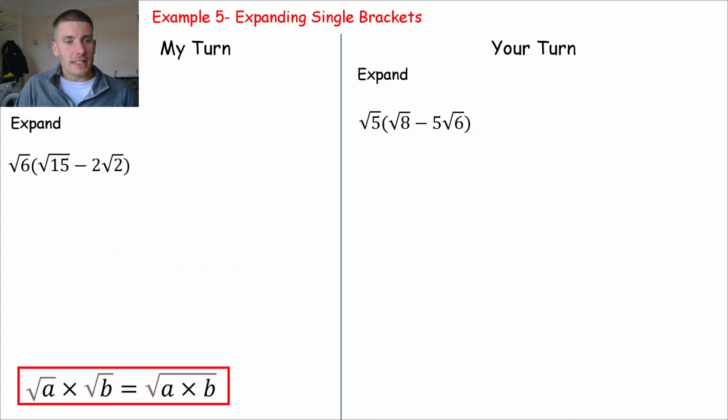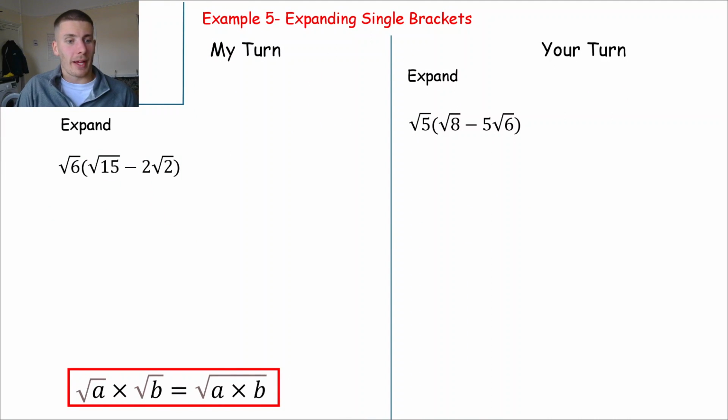Okay, a slightly trickier one, but nothing that we can't handle, is to expand this again. So again, you follow the same process. You times out your first term with the first term in the bracket, then by the second term in the bracket. We're doing root 6 times by root 15 to begin with, which is equal to root 90. So it's going to be root 90. We've then got root 6 times by negative 2 root 2.